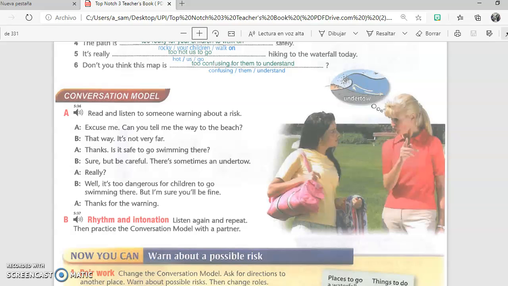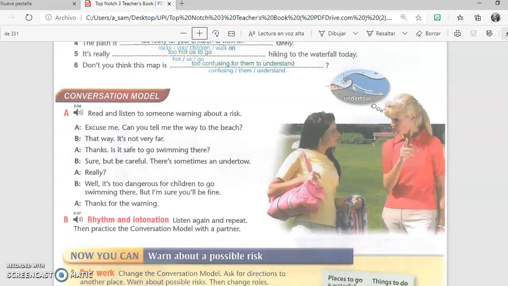Excuse me. Can you tell me the way to the beach? That way, it's not very far. Thanks. It's too safe to go swimming there. Sure, but be careful. There's an undertow, really. Well, it's too dangerous for children to go swimming there, but I'm sure you'll be fine.